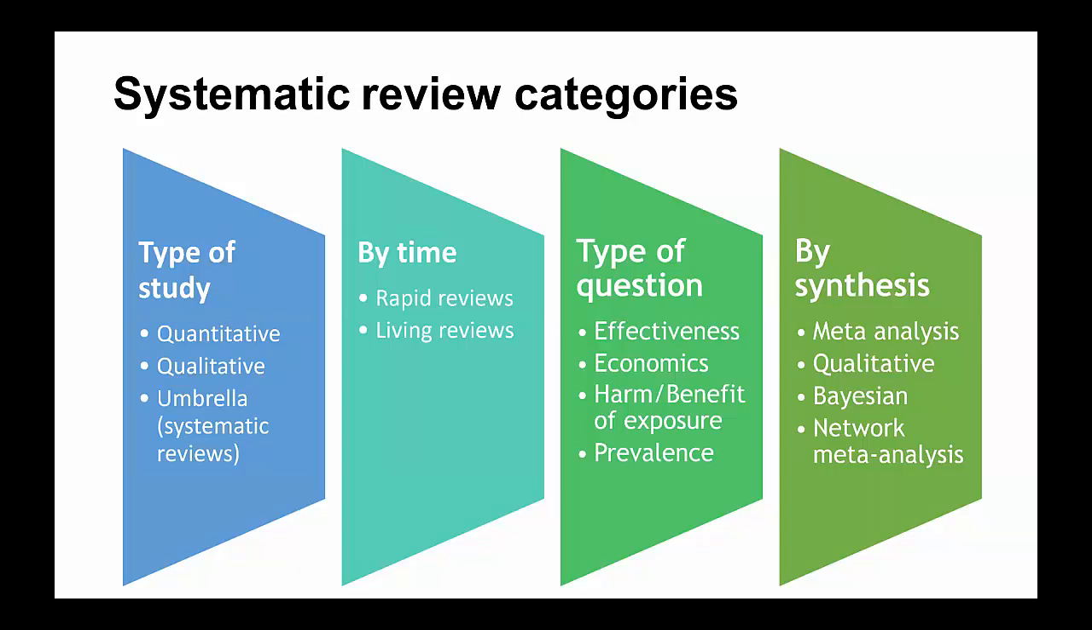They can also be categorized by type of question, and I have a couple of slides coming up about this. Effectiveness is where you see a lot of the Cochrane Collaboration focusing on clinical effectiveness questions, but they've started to branch out a little bit. You can look at economics questions, prevalence, different ones. You can also categorize them by the type of synthesis they do. We talked a little bit about meta-analysis. There's also qualitative, and network meta-analysis. And then one of the rarest, I think, is the Bayesian. Don't ask me too many questions about that one, though. You can look it up in that article I showed you at the beginning.